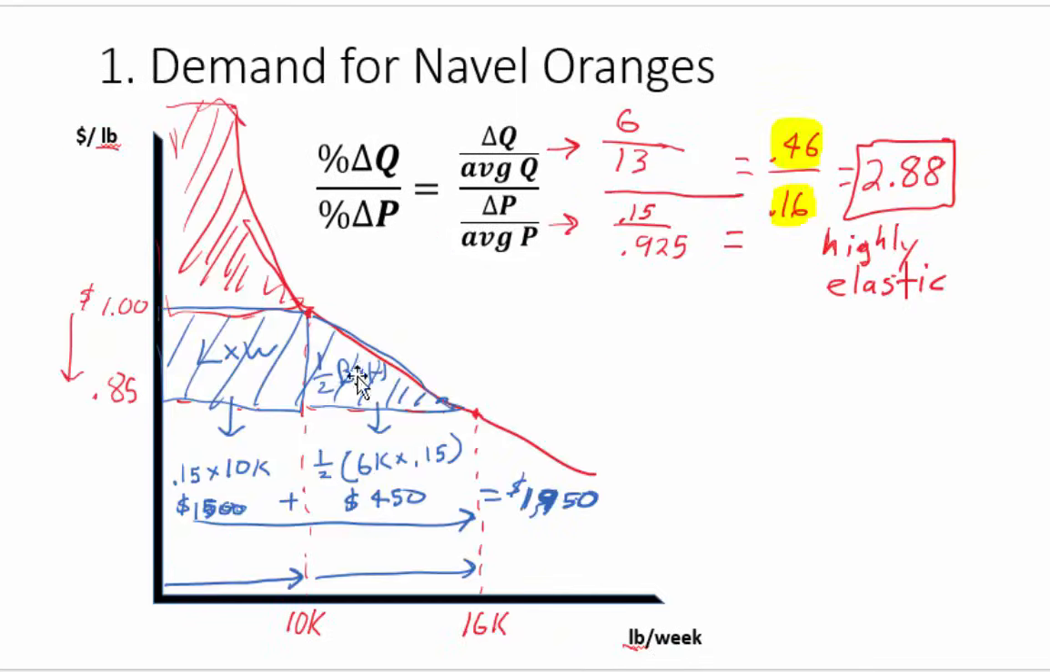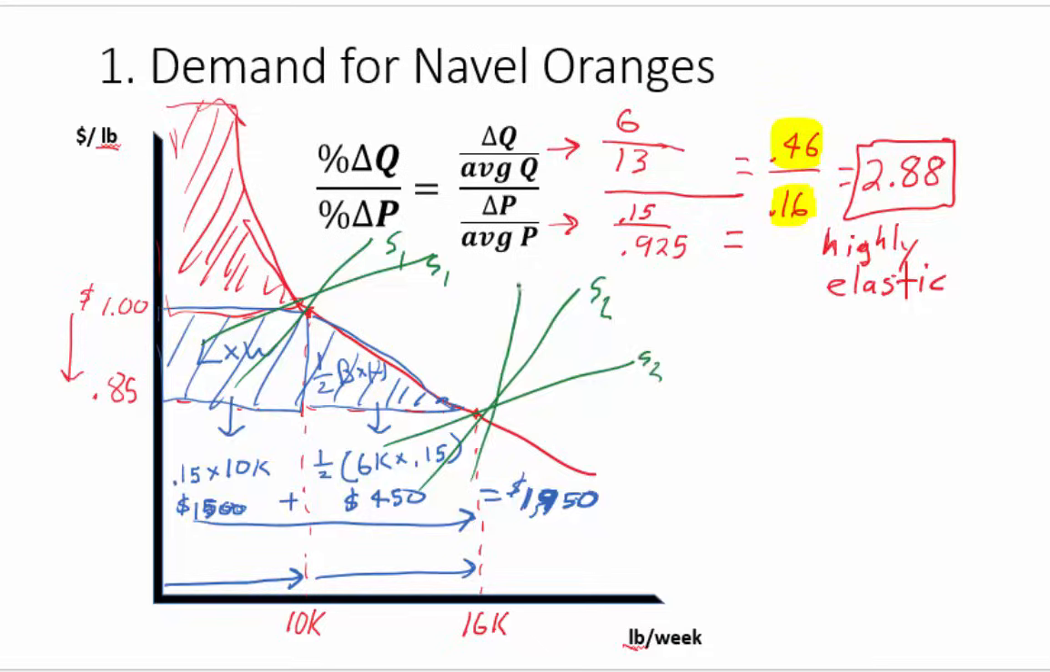Likewise, up in my oranges example, we presumably had a shift in supply, something like this, S1 shifted out to S2, which brought us the reduction in price. We cannot calculate a supply elasticity here or a change in producer surplus because we don't know what the shape of the supply curves was. It could have been like this, or it could have been like this.